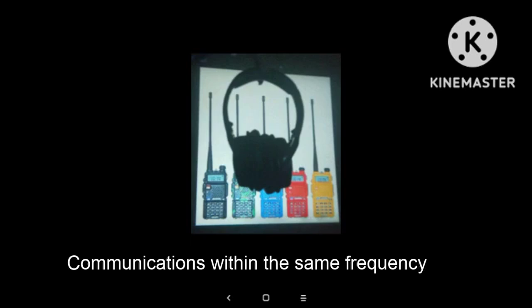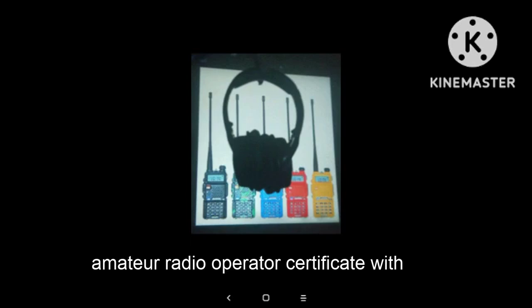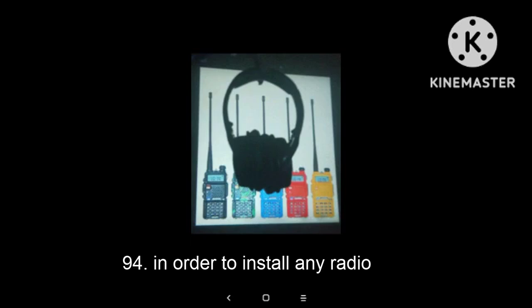92. In order to install any radio apparatus to be used specifically for receiving and automatically retransmitting radio telephone communications within the same frequency band, a radio amateur must hold an amateur radio operator certificate with a minimum of the qualifications basic and advanced.